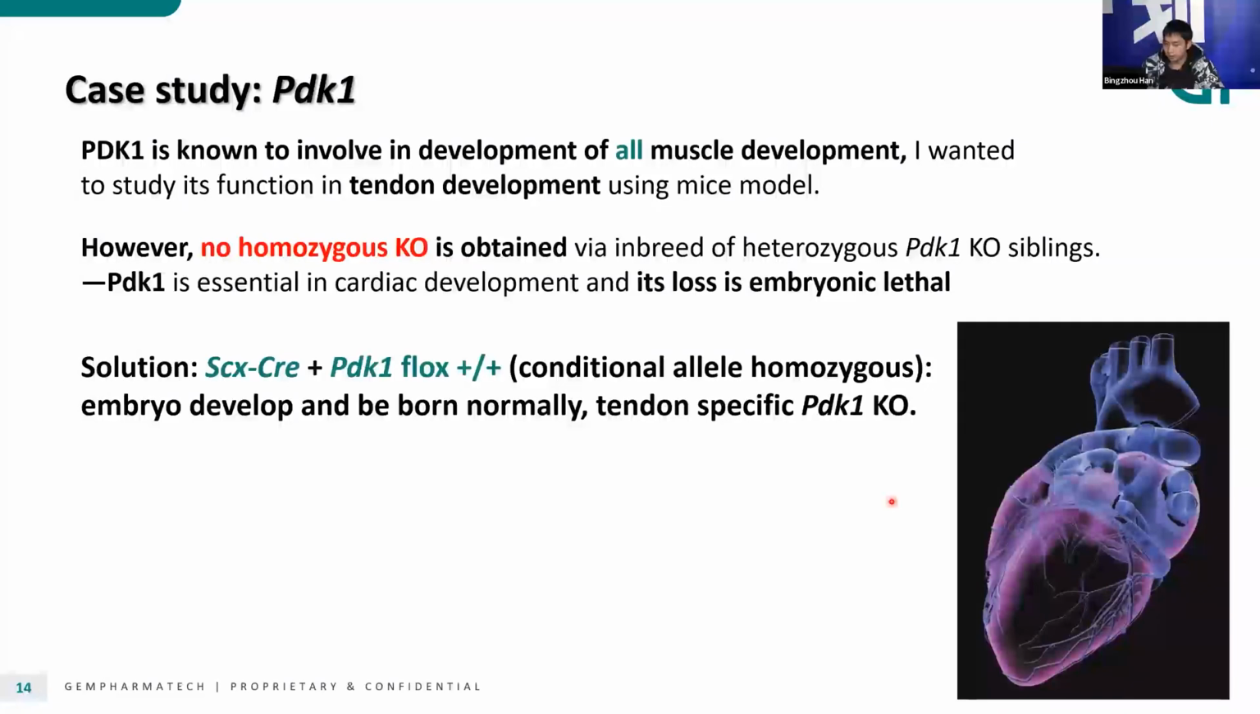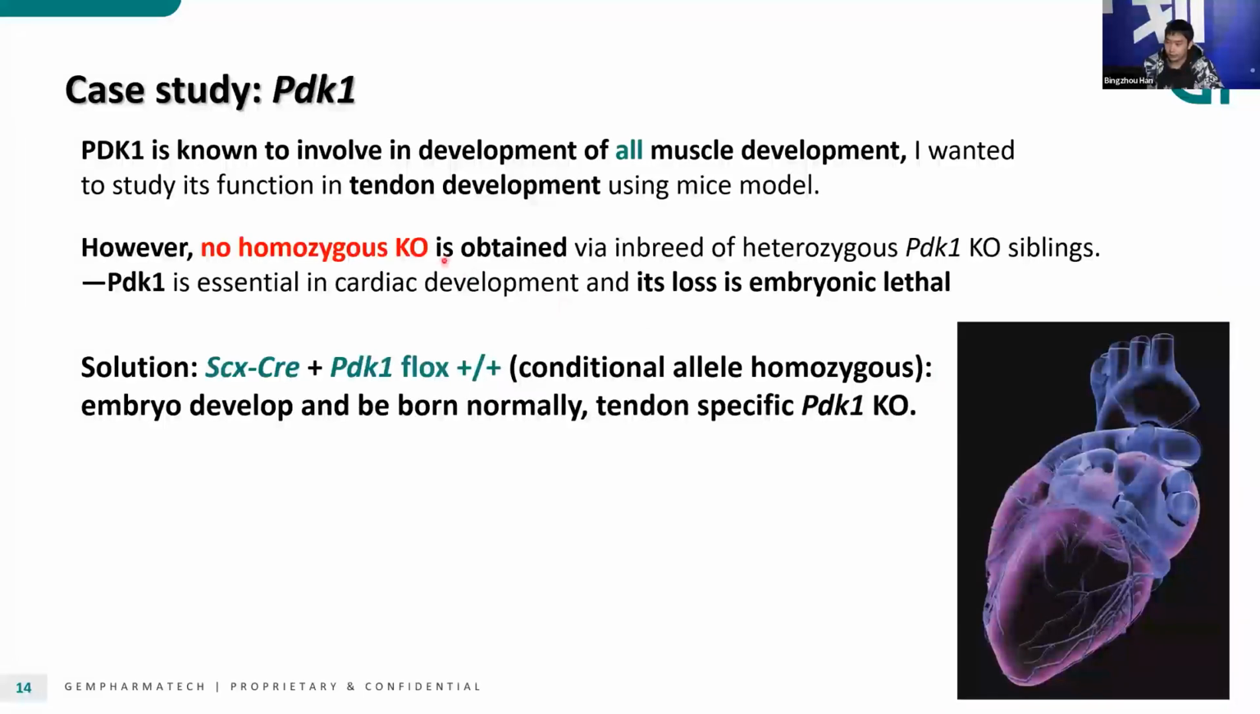So to make this more vivid and easier to comprehend, I'll give a brief case study using the PTK1 gene as an example. PTK1 is well known to be involved in the development of all kinds of muscle, including skeletal muscle, smooth muscle, and cardiomyocytes. If we want to study its function in tendon development using a mouse model, we would first think to generate a conventional knockout of this gene and study its function by observing the phenotype and the underlying molecular mechanism. However, if we do this, we will obtain no homozygous knockout of this gene, since PTK1 is essential in all muscle development, including the cardiomyocytes, and thus its loss will cause embryonic lethality, since the heart will not be functional in the embryos.